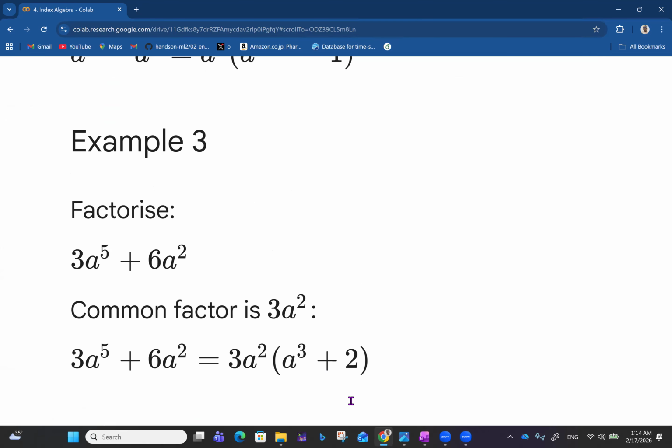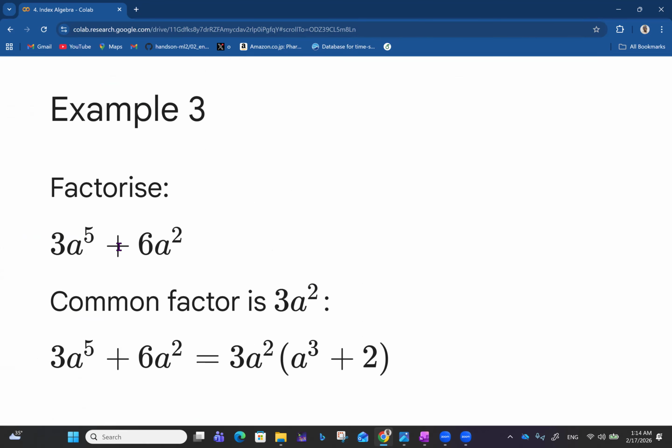So imagine this now. Factorize 3a raised power 5 plus 6a raised power 2. Of course, for the numbers, you pick the smaller number, one of which the other is a multiple. I think that's a better way to say it. And for the indices now, look at the smaller index. So the common factor here for 3 and 6, 3 is common. For a raised power 5 and a raised power 2, a raised power 2 is common because a raised power 2 has the smaller power.